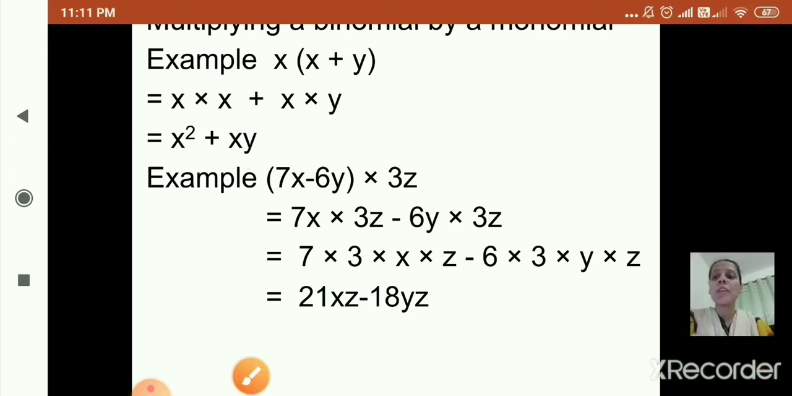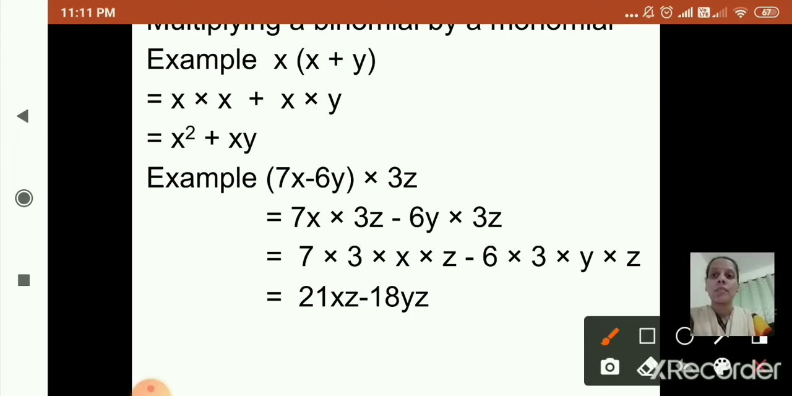So the answer is x square plus xy. Okay, hope you are clear with this. Once again I will revise this. x multiply by x plus y, so this x we will multiply inside first: x multiply by x is x square, and in between there is a plus sign, then x multiply by y is xy. So the answer is x square plus xy for the first example.